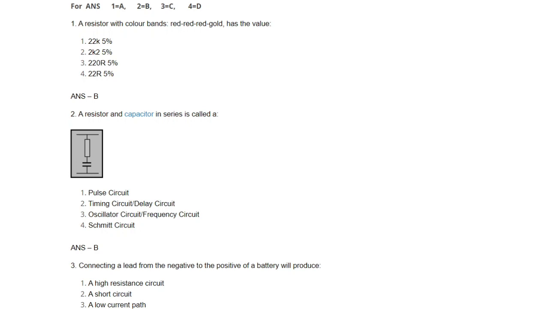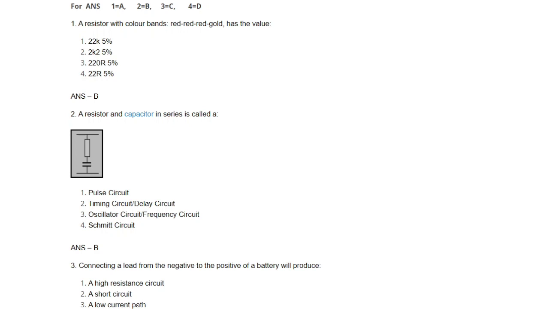Then the second question: a resistor and capacitor in series is called as, see the diagram, pulse circuit, timing circuit or delay circuit, oscillator circuit or frequency circuit, then the fourth option is a mid circuit. The answer is B, that is timing circuit or delay circuit.